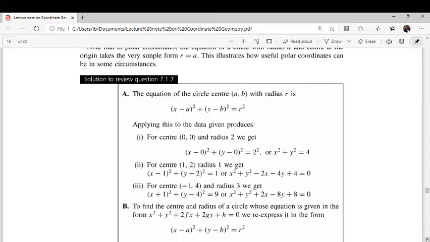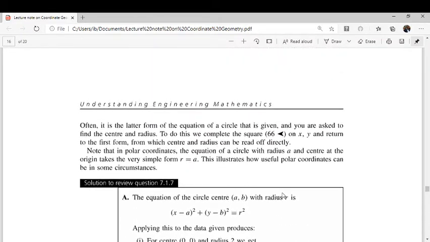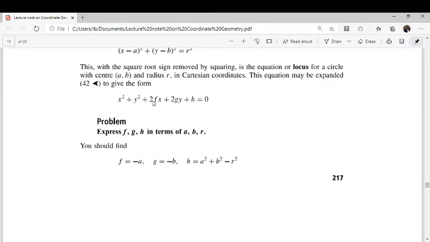Find the equation of a circle where the center is coordinate 1, 2, the radius is 1, you have this. Find the equation of a circle where the center is the coordinate -1 and 4, and radius is 3, you have this. Now, find the center and the radius of a circle whose equation is given in this form. Then you have to re-express it. Already, if you go back to this equation, you already know it. This equation, you know that.